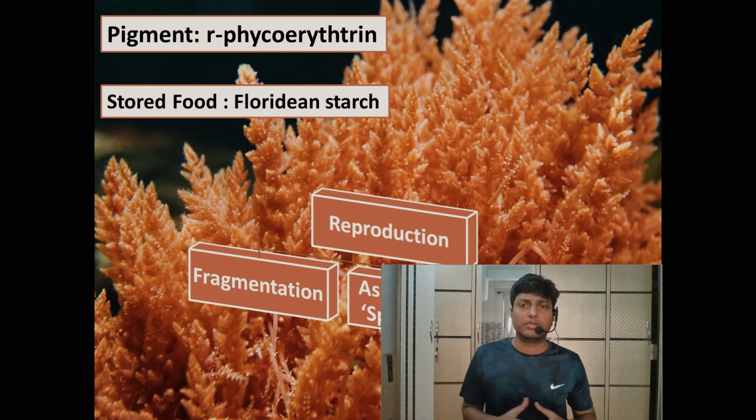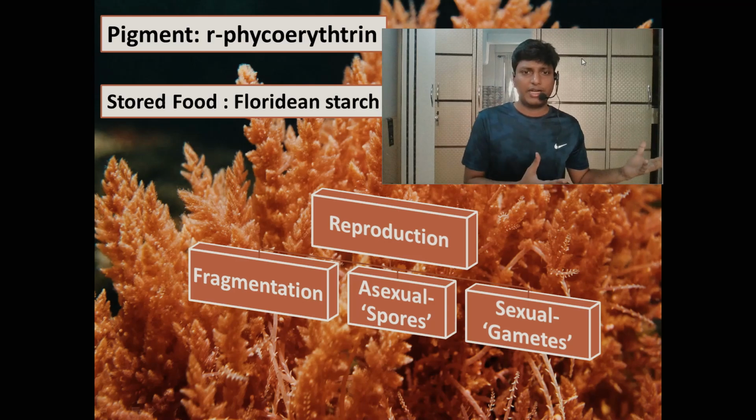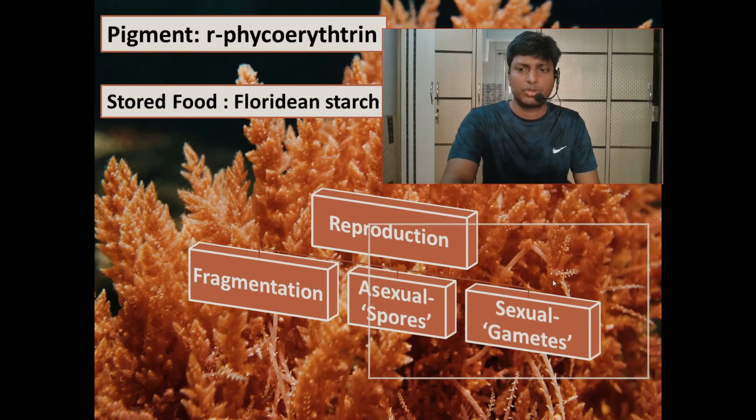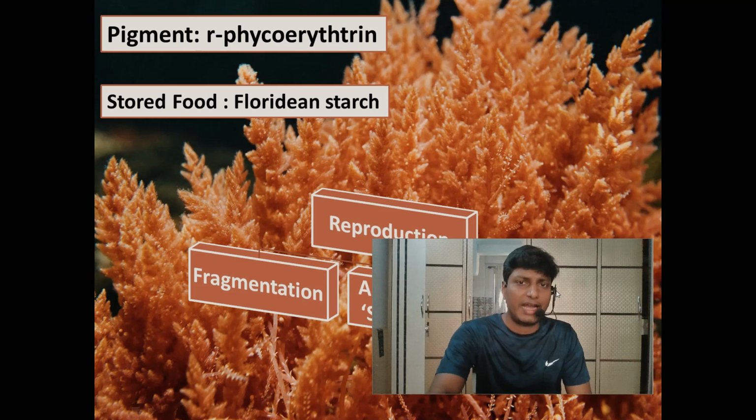Whereas what is the stored food? The stored food is known as floridean starch. It's a slightly modified form of starch, so you can remember that it is known as floridean starch. What are the different types of reproduction over here? The three major types of reproduction are fragmentation, asexual reproduction via the formation of spores, and sexual reproduction with the help of gametes. So the same thing which was applicable for brown algae as well as green algae, the same three types of reproduction are there for red algae as well.